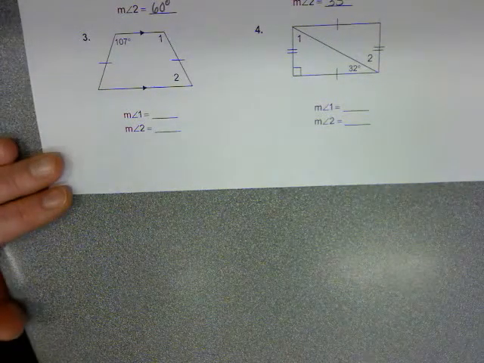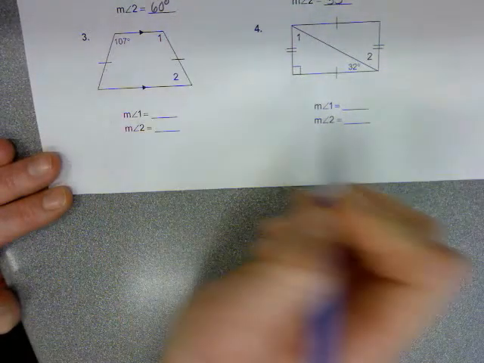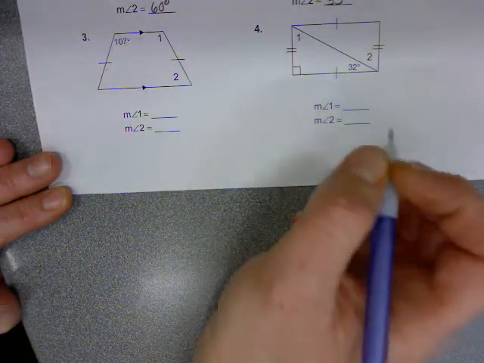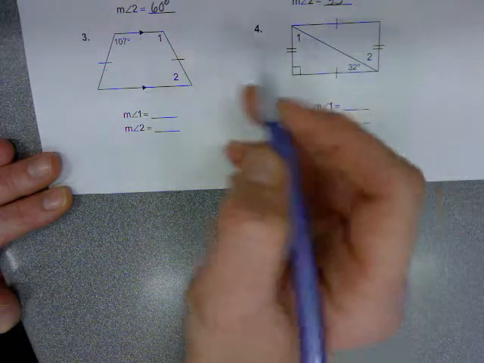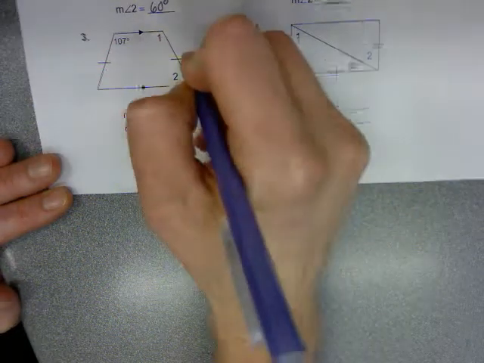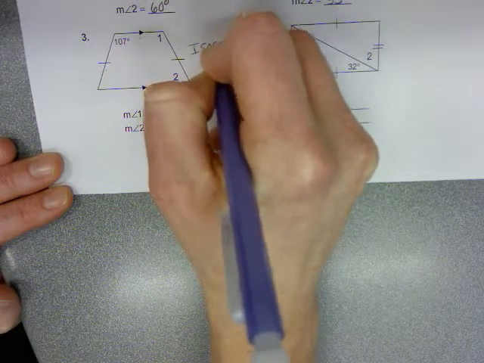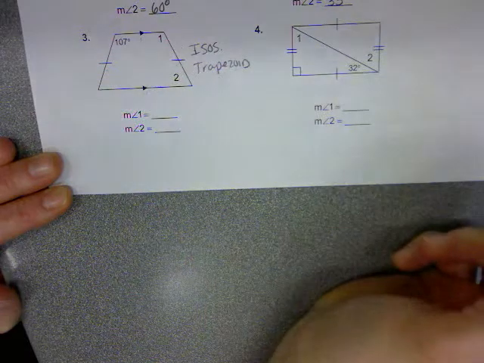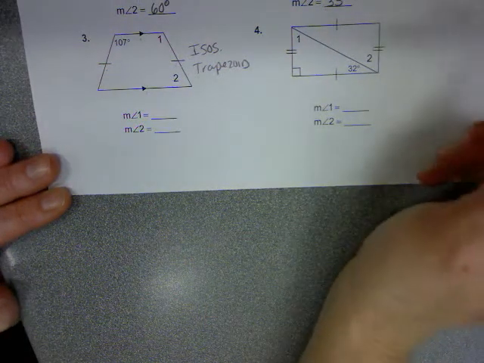Okay, and number 3, we know that we have a pair of sides equal, and we have the opposite sides that are parallel. So it's not a parallelogram because these would have to be the same sides that are parallel and congruent. So this is called an isosceles trapezoid. Okay, so this is an isosceles trapezoid.